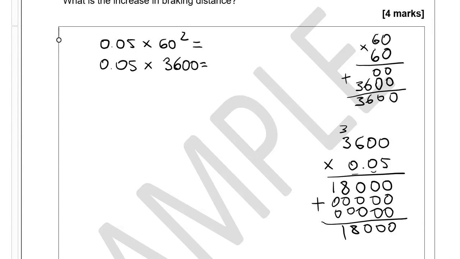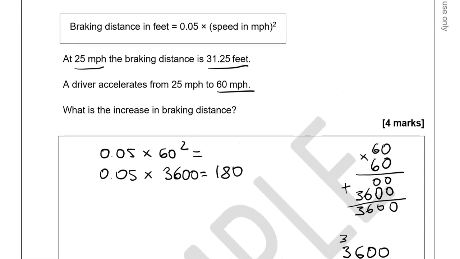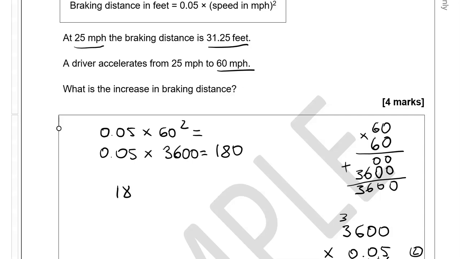Now what we're going to do is work out how many decimal places there are overall. So in the first number we haven't got any decimal places because there is no decimal point. In the second one we've got 2 decimal places, so we're going to give the final answer 2 decimal places. So going backwards, 1, 2. So 180 would be the answer. And what we asked is to work out the increase. So 180 take away 31.25.